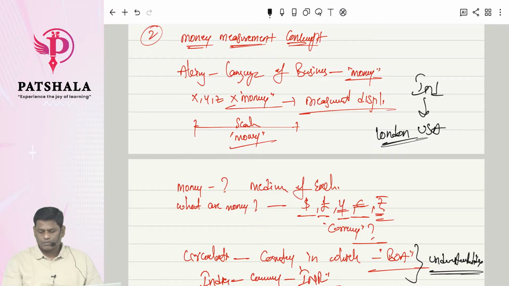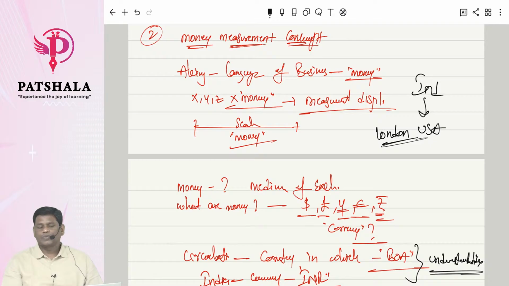Second, in accounting, all transactions and events are measured in terms of money.